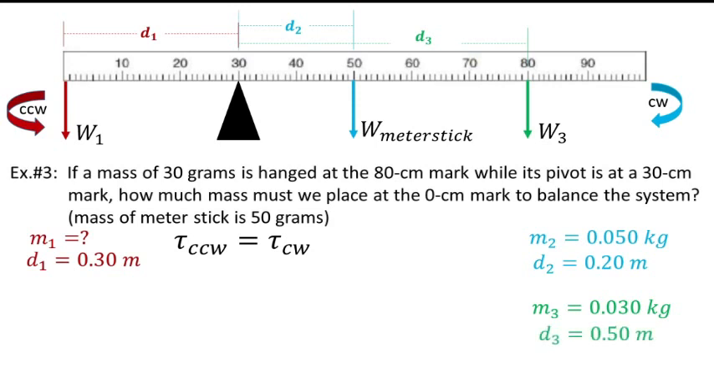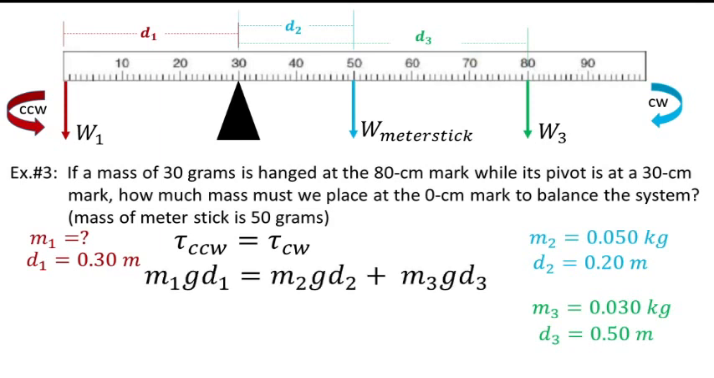Okay, so let's proceed now to our equation. This will now be the equation for this problem, in which we will have only M1 G D1 for the torque counterclockwise. This is the weight of the unknown times the lever arm of the unknown.